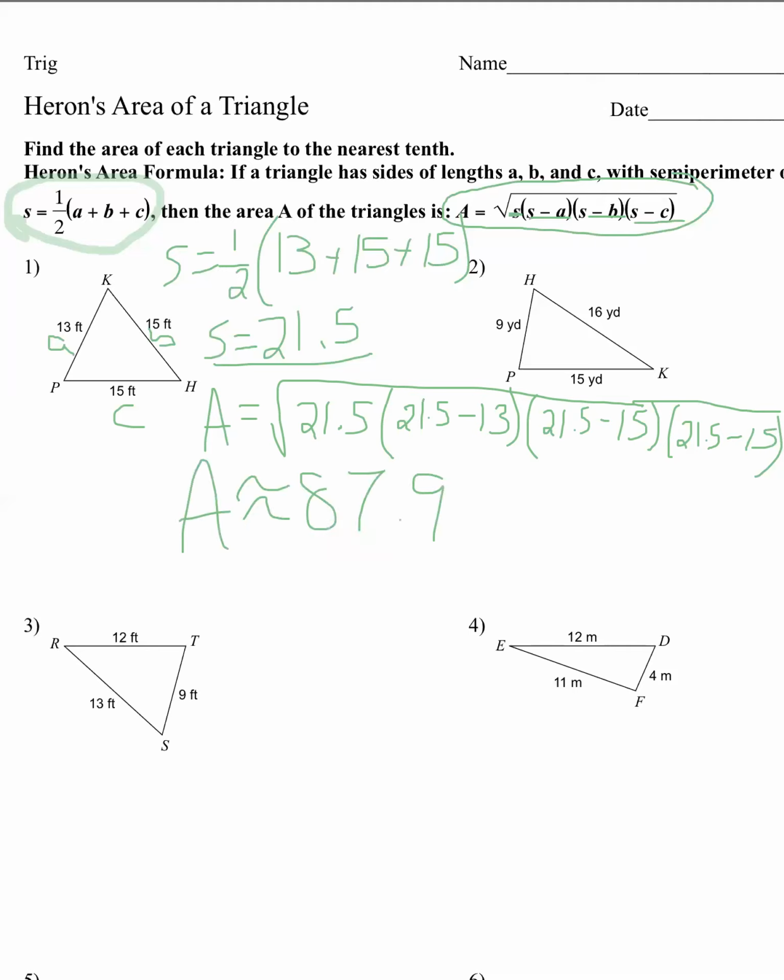Since it is an area, looks like we're in feet, so it's feet squared. That's it. Oh my goodness, how cool. So if you have a triangle and you just have the three sides, you can find the area without doing, I mean, yeah, it's annoying work, but it's not anything too crazy. Just find that semi-perimeter first and then pop it in. Okay, so let's go ahead and do number two.